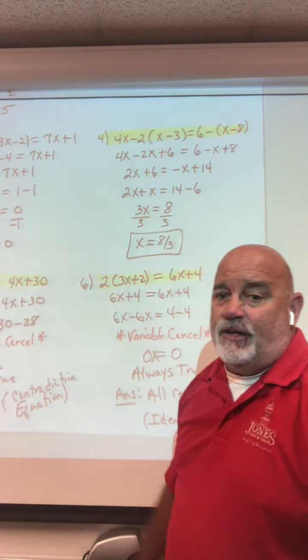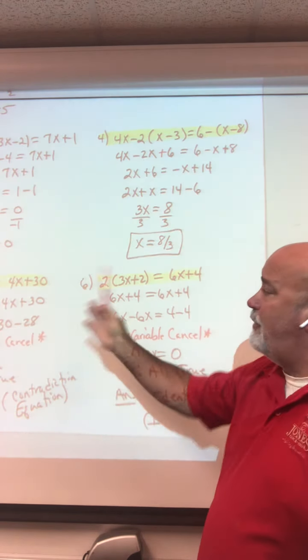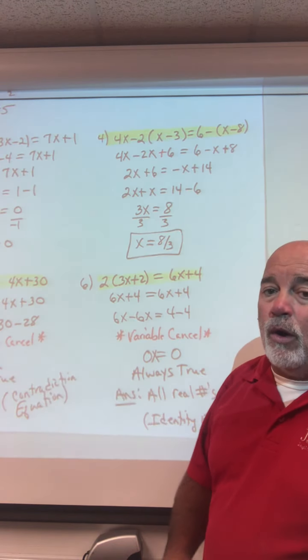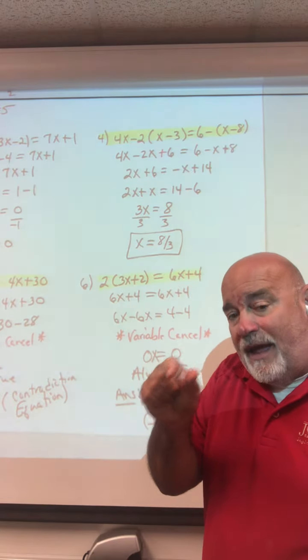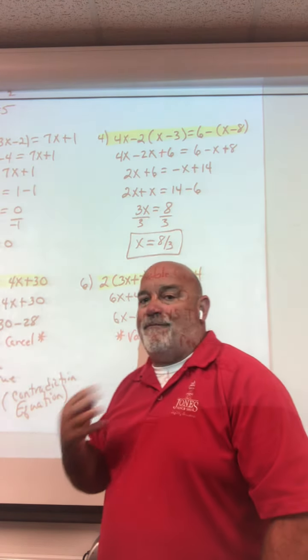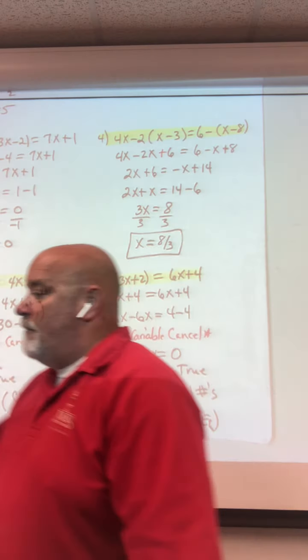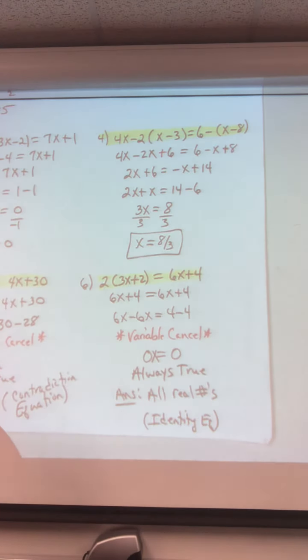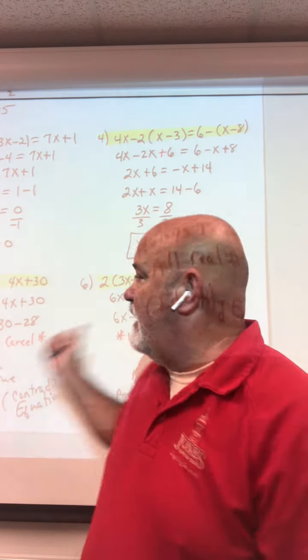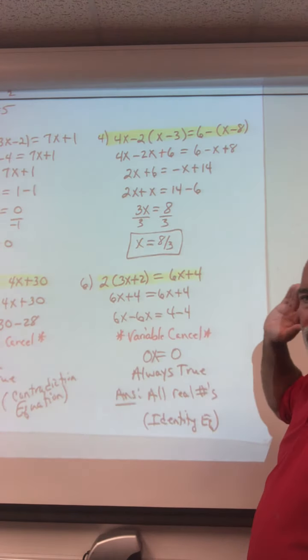But over on the previous one, absolutely nothing you pick will work. But in the first 4, only the answer you found would work. So the first 4 had a finite number of answers. The fifth example we just worked had no solution. It's called a contradiction equation. And then the last one, everything works.